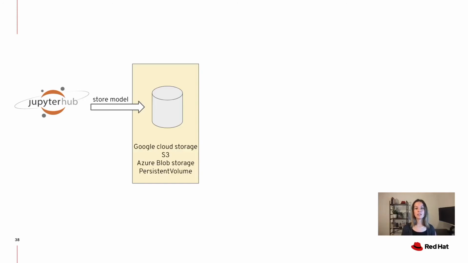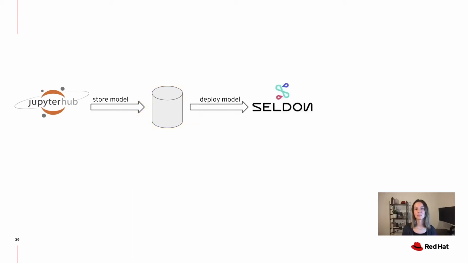And then they will be putting their model and storing it in some sort of storage. This could be Google Cloud, it could be an S3 or a Ceph bucket, or it could be Azure Blob Storage, or even a persistent volume within your OpenShift or Kubernetes cluster. From there, Seldon will connect to that saved model in storage and deploy it as a REST or gRPC endpoint.